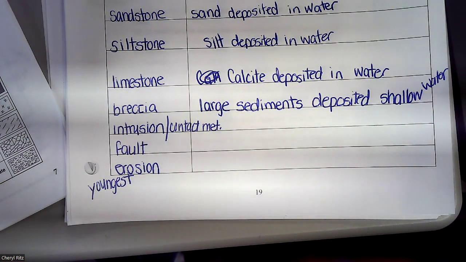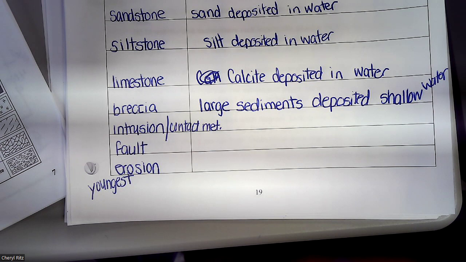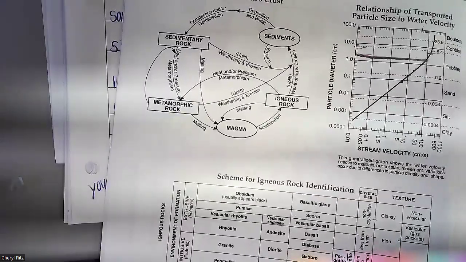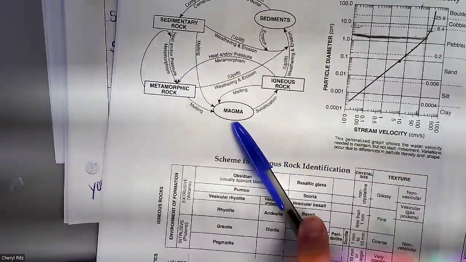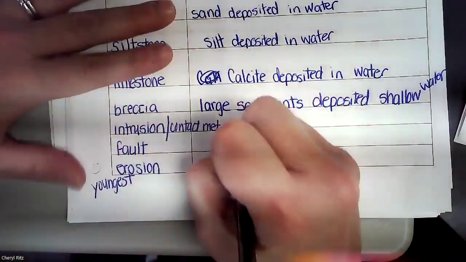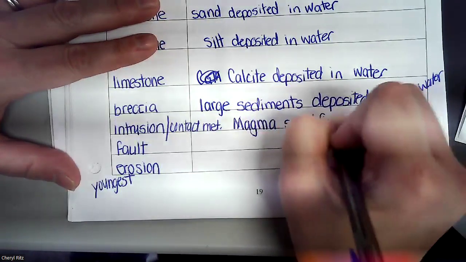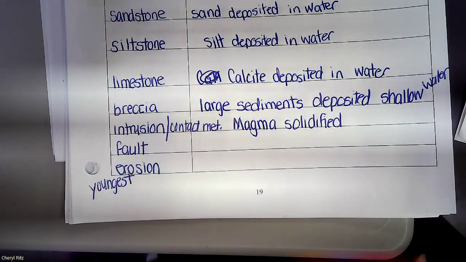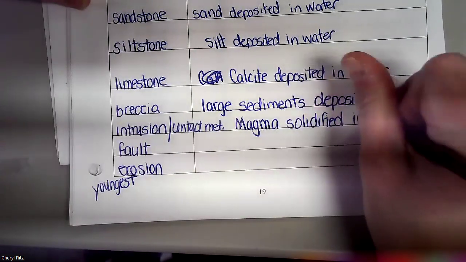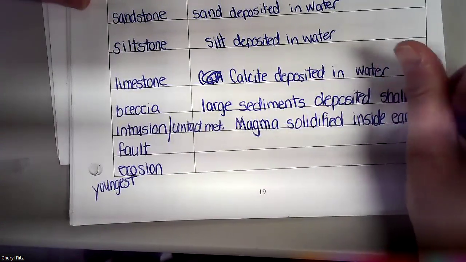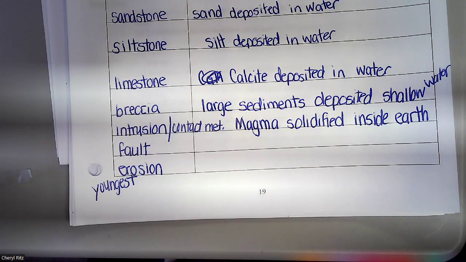Ooh, the intrusion combined with contact metamorphism. How does that form? An intrusion. Is it a sedimentary rock? Intrusion. What kind of rock is an intrusion? Three options here, peeps. What kind of rock is an intrusion? Igneous. How do igneous rocks form? When magma solidifies. Where did this magma solidify for an intrusion? Inside or underground, inside Earth. So if it's an extrusion, you'll change that up to say outside of Earth.